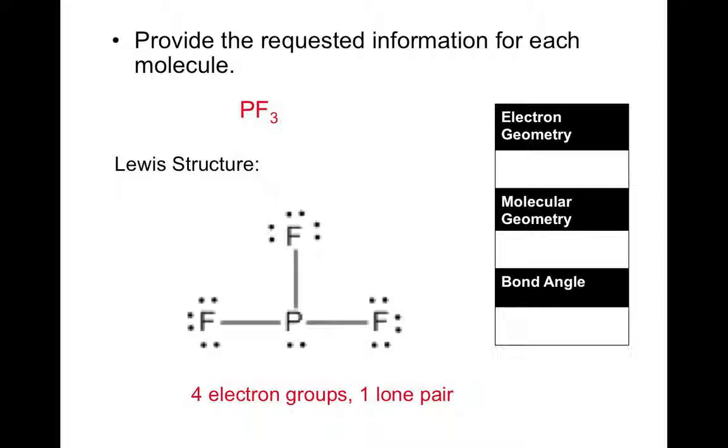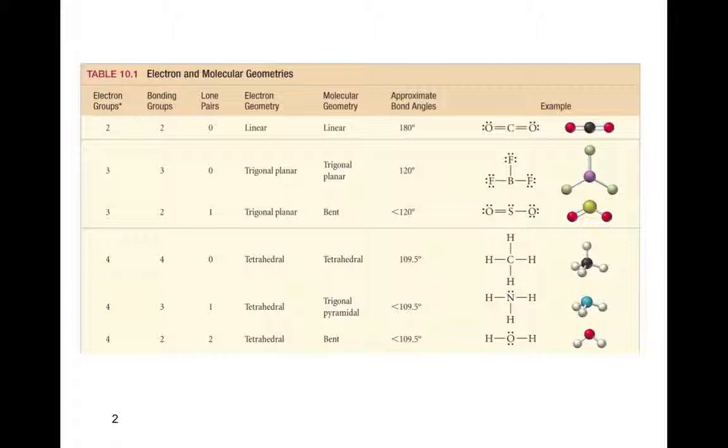So I'm going to go to a table that's similar to one that you have in your textbooks. I would look up here: 4 electron groups. That tells me that the electron geometry is always going to be tetrahedral. And when I have 1 lone pair, that tells me that the molecular geometry is trigonal pyramidal. The ideal bond angle in a tetrahedral electron geometry is 109.5 degrees. But of course, because the lone pairs are more repulsive than the bonded atoms, the bond angles in trigonal pyramidal molecules will be less than 109.5.